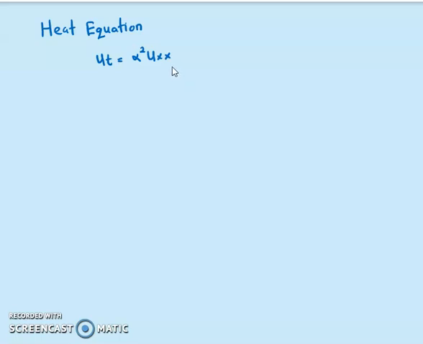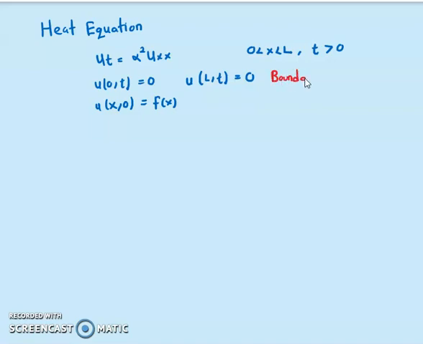Okay, so we are going to look at the zero boundary condition, where u at (0, t) is given by 0 and u at (L, t) is given by 0 as well. u at (x, 0) is given by f(x), where x is defined from 0 to L and t is greater than 0. So this is called the boundary condition, and when t is 0 we have the initial condition. We want to solve this with a zero boundary condition.